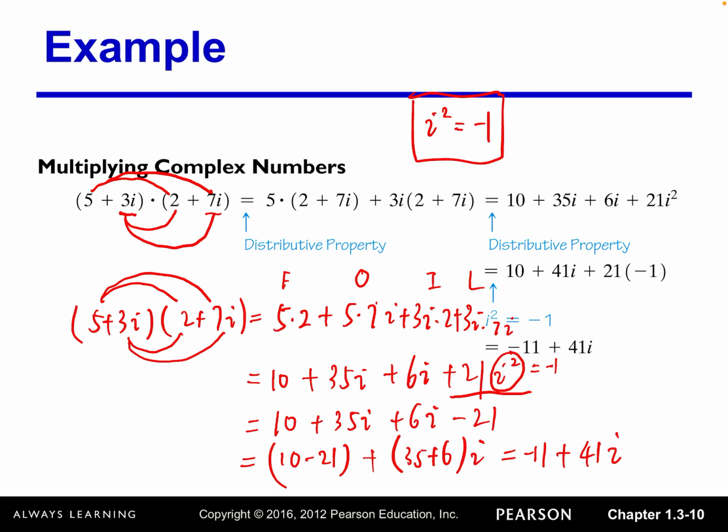Book did pretty much the same way, but it just used a 5 multiply the second complex number, and then use the 3i multiply second complex number. Result is the same, but what I did just use the FOIL rule, since everybody kind of familiar with the FOIL rule. Okay, but still up to you. Which way make more sense to you, you just follow, okay?